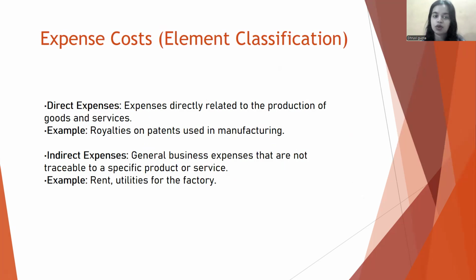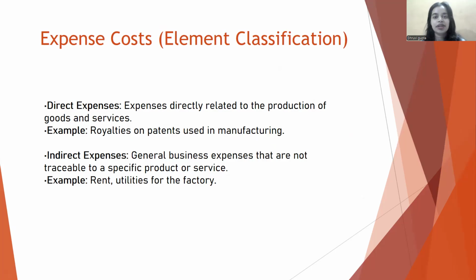Next is expense cost. There are two types, direct and indirect. Let's see direct expenses. These are expenses directly related to the production of goods and services. For example, royalties on patents used in manufacturing. Next is indirect expenses. These are general business expenses that are not traceable to a specific product or unit. For example, rent and utilities for the factory.